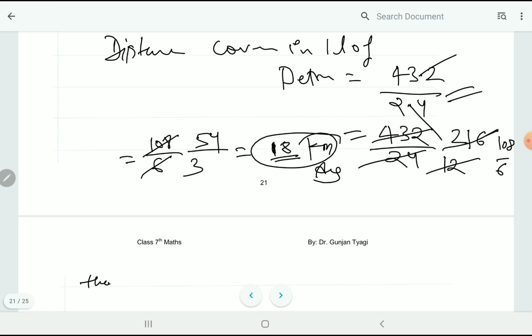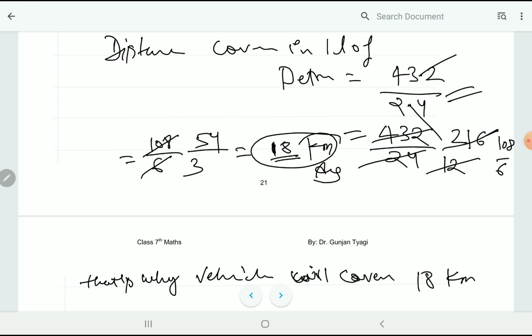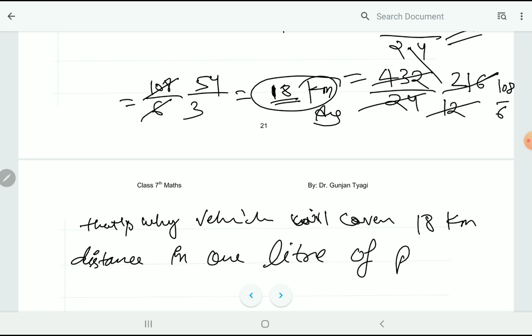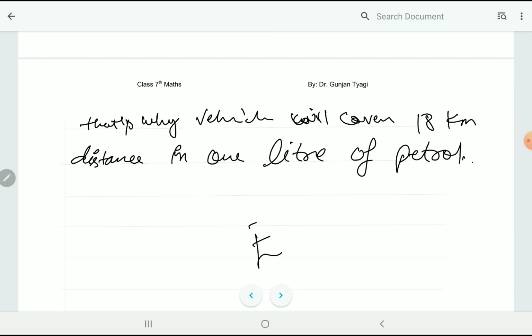That's why the vehicle will cover 18 kilometer distance in 1 liter of petrol. So the chapter is ending here.